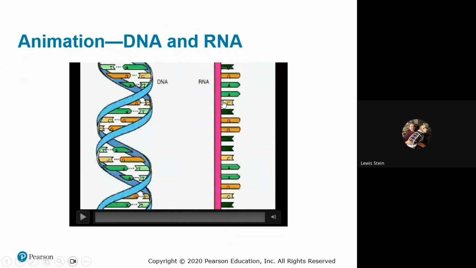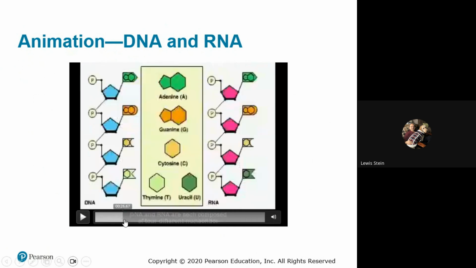I didn't get a lot out of this. It's long. I'll kind of show you. When you begin to look at this, DNA. So it shows you the different molecules and so on.